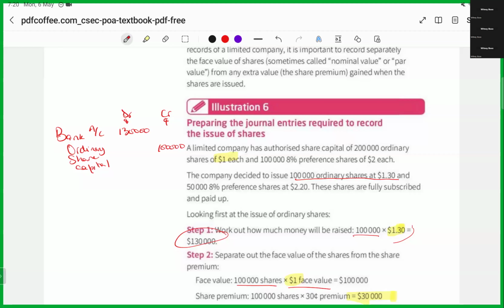So the amount for the share premium account is 30,000, the 30 cents times 100,000 shares, which is what we worked out. So you realize, accounting 101, total debit must equal total credit. There you go. You debit bank account 130,000, credit ordinary share capital 100,000, credit share premium $30,000, and it balances: total debit of 130,000, total credit of 130,000. This is how you record it.